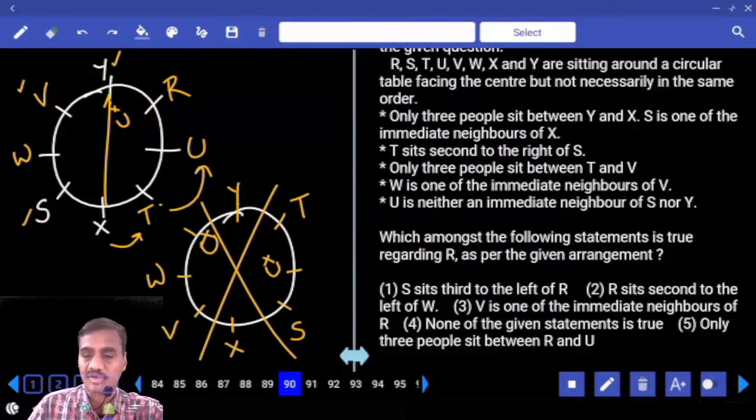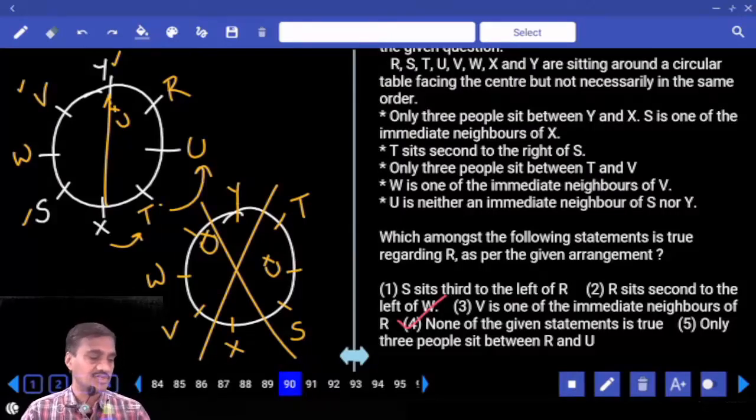Regarding r, s sits third to the left of r, that is false because x is third to the left. And r sits second to the left of w, that is false because r is third to the left. V is one of the immediate neighbors of r, that's again false. And only 3 people between r and u. In between r and u, there must be exactly 3, that's again ruled out. Hence, none of the given statements is true. Question number 90, it is choice 4.